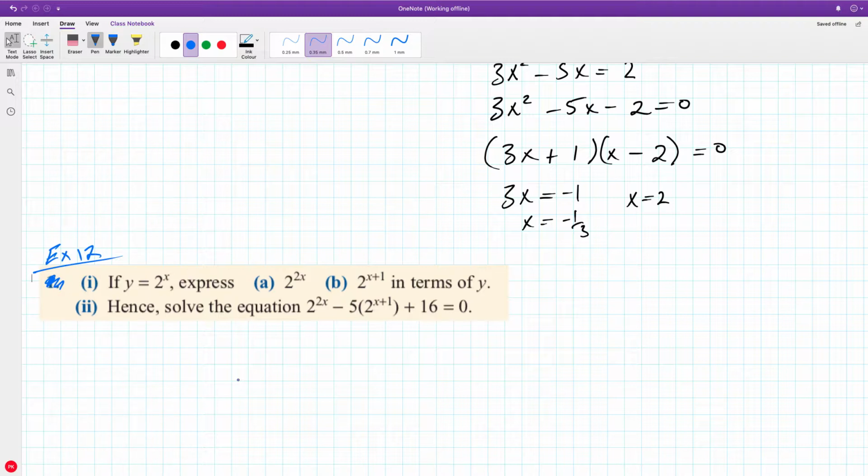So this is known as y substitution or u substitution. You want this to look like some form of 2 to the power of x.